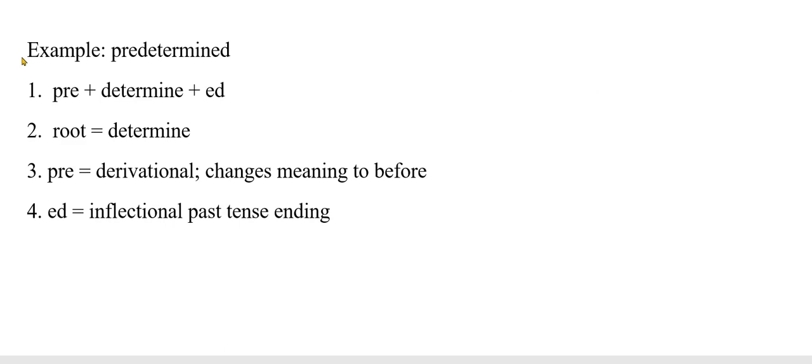Example, predetermined. First of all, you have pre, determine, and then ed. The root equals determine. Pre is derivational, changes meaning to before. The ed is the inflectional past tense ending.